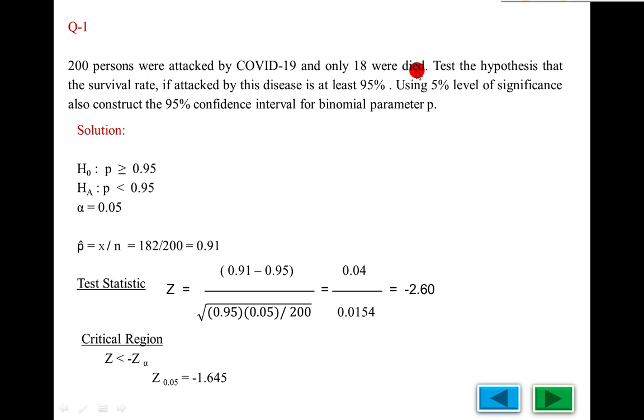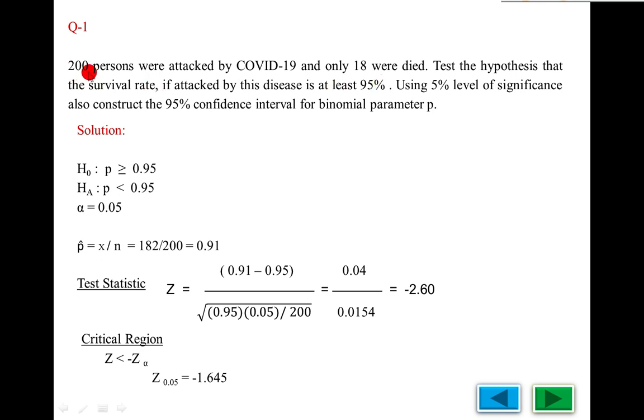Okay. So suppose this statement is not given, and in the question you are asked to find the probability of 50 surviving in the same question. Then we will apply the formula of the binomial probability distribution. If instead of this percentage, the mean or standard deviation is given, then we will use the testing of hypothesis for mean or standard deviation, etc.